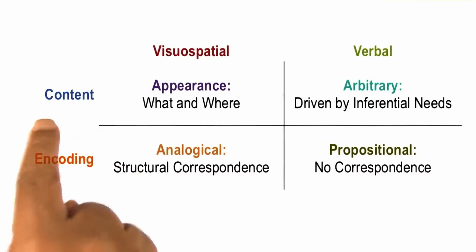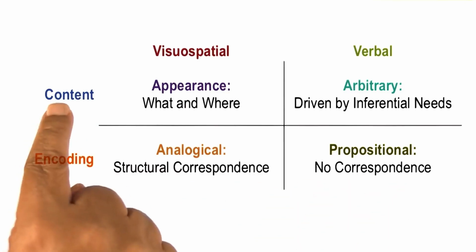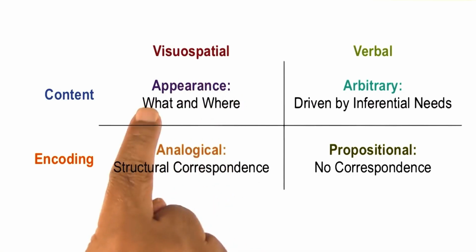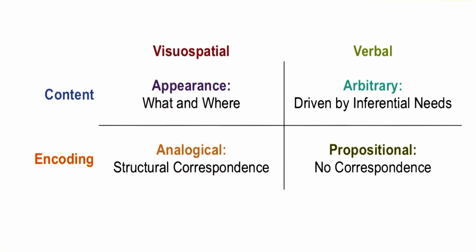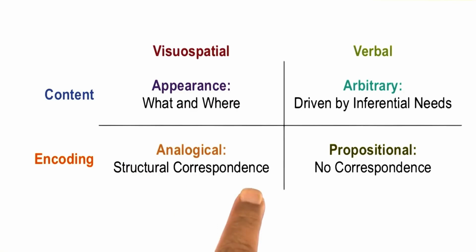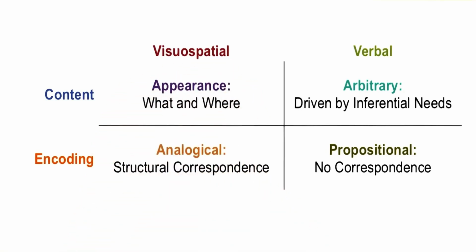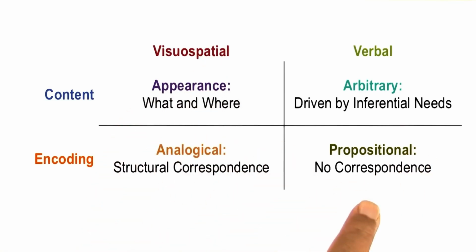Content deals with the content of knowledge, and coding deals with the representation of knowledge, content and form. The content of knowledge could be visual-spatial, that deals with what and where. Where is spatial, what is visual. And the encoding for visual-spatial knowledge could be either analogical or propositional. In an analogical encoding of visual-spatial knowledge, there is a structural correspondence between the encoding and the external world that is being represented. In the propositional representation of visual-spatial knowledge, there is no such correspondence.